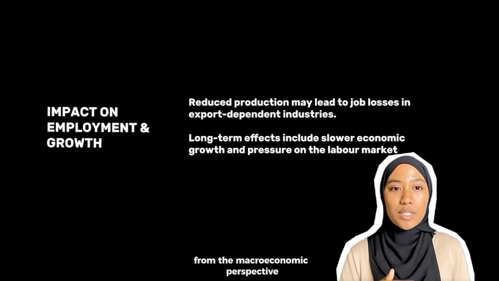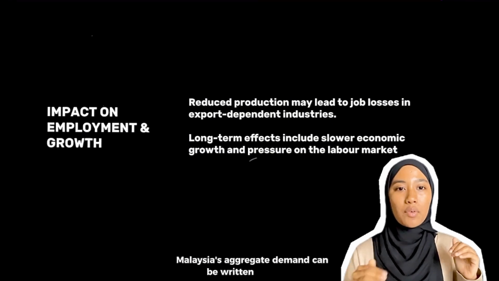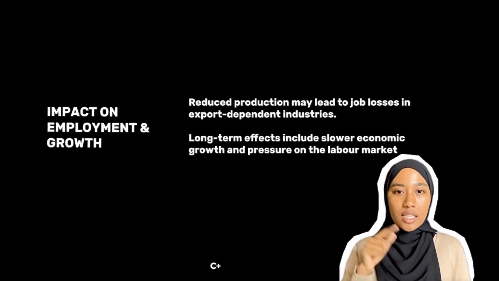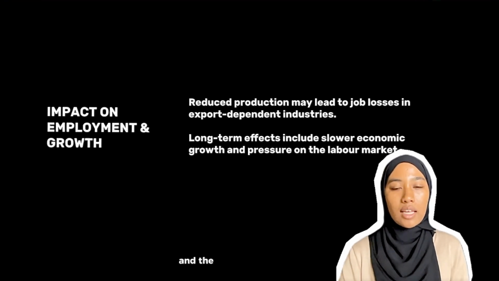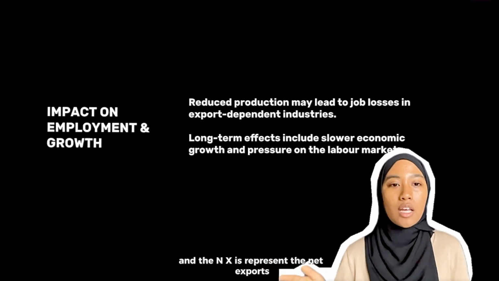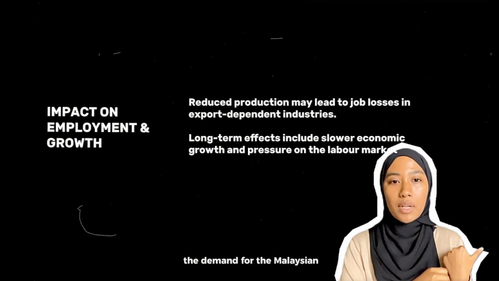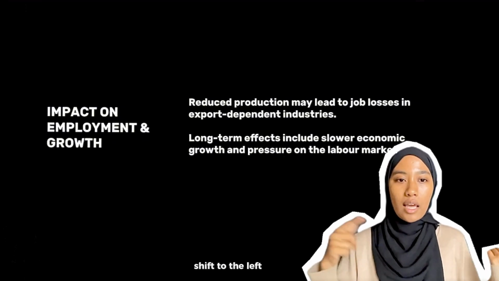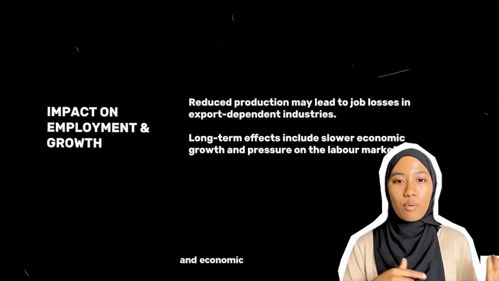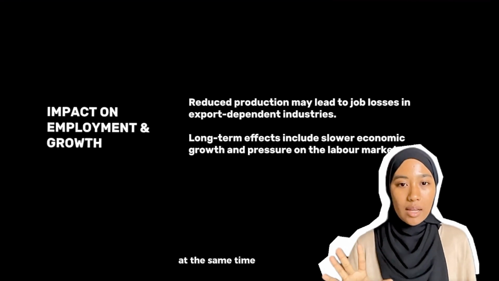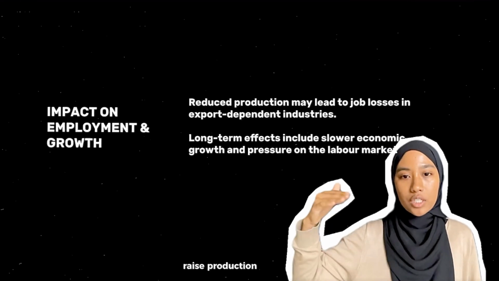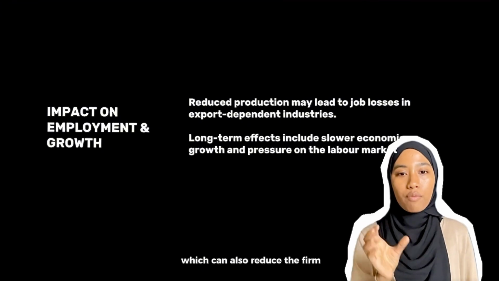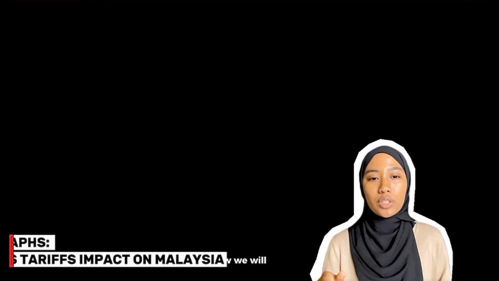So from the macroeconomic perspective, Malaysia's aggregate demand can be written as AD = C + I + G + NX, where NX represents net exports. So when the US reduces the demand for Malaysian exports, net exports decrease. This causes aggregate demand to shift to the left. As a result, real GDP declines and economic growth becomes slower. At the same time, supply chain disruptions raise production costs, which can also reduce the firm's productive capacity. And now we will go to diagram 1.